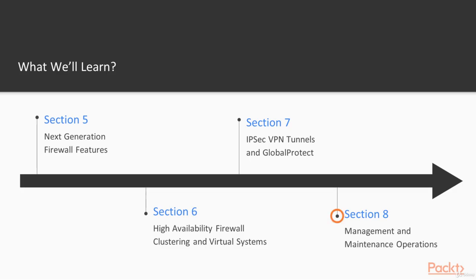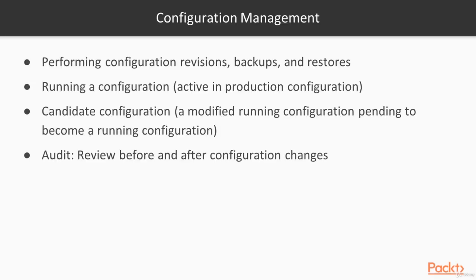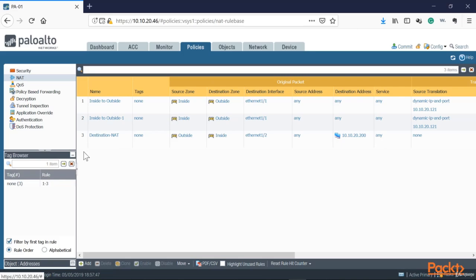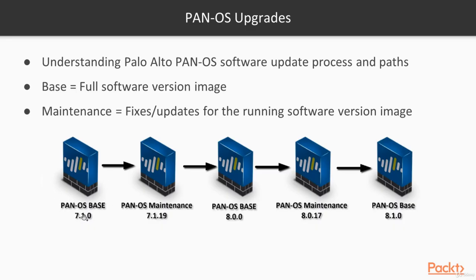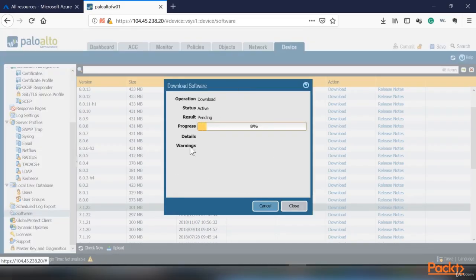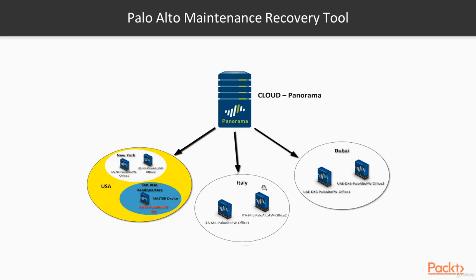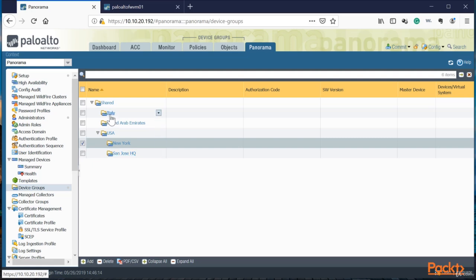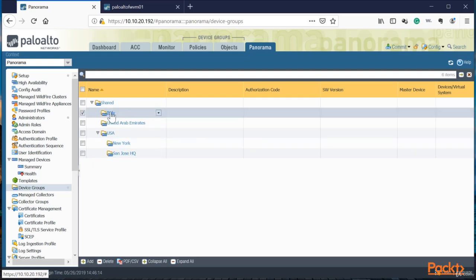And finally, section 8, day-to-day maintenance and management operations. So we're going to perform backups of the running config. We also are going to take a look at how you upgrade your Palo Alto firewall from one PAN-OS version to another, so you know how the process exactly performs so you don't run into any issues in case you need to do a production upgrade.